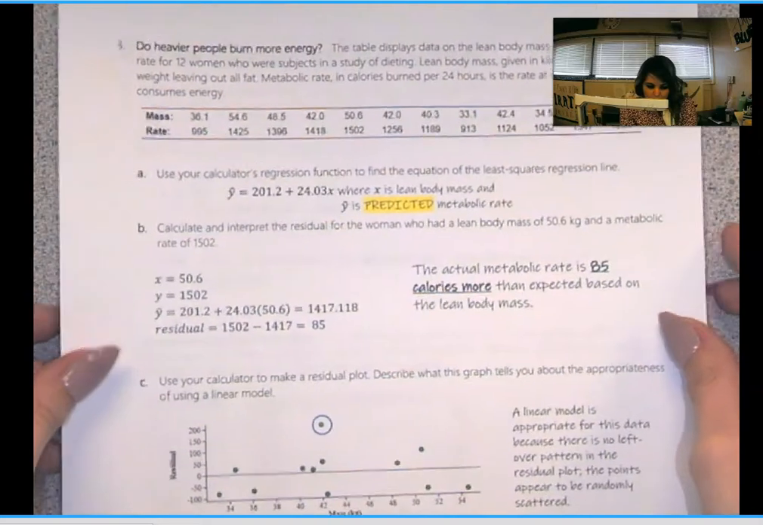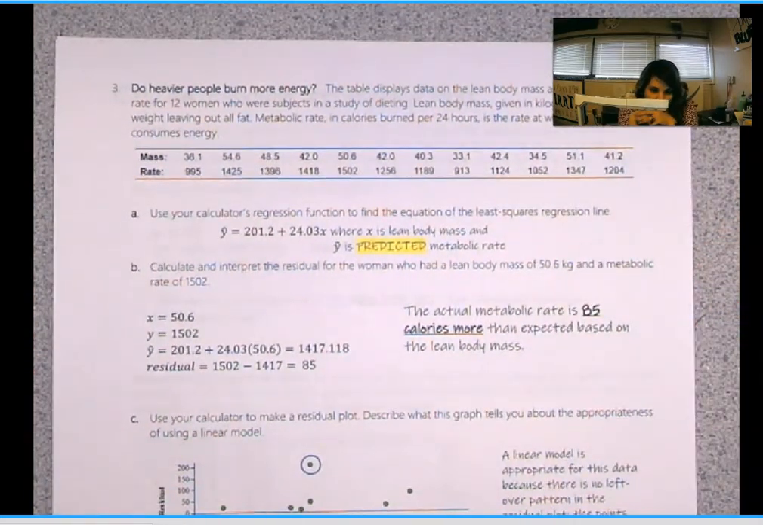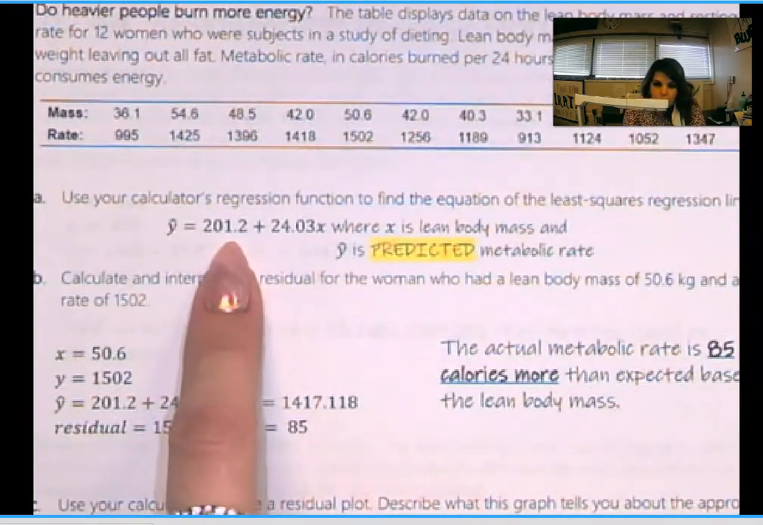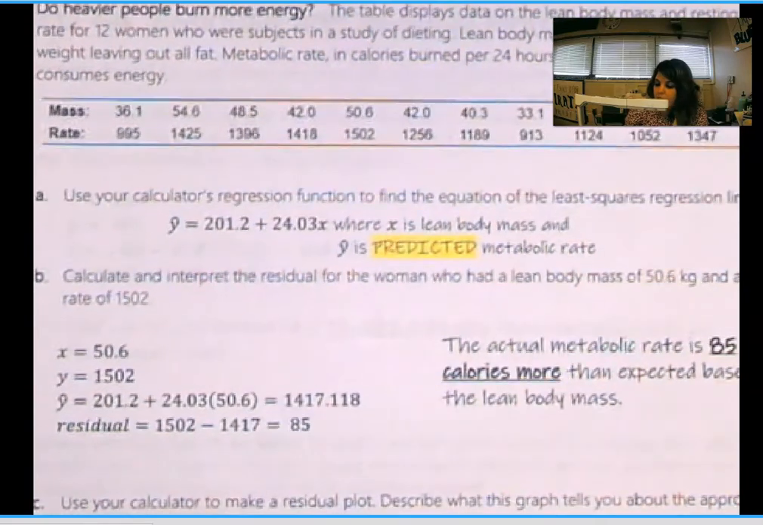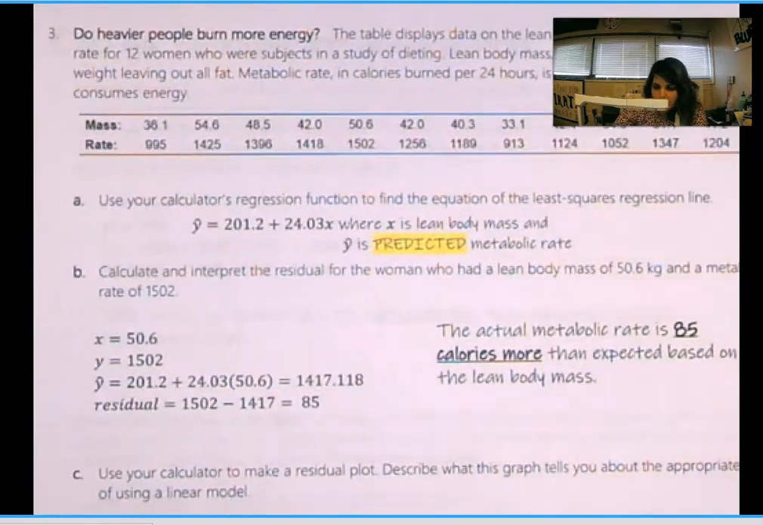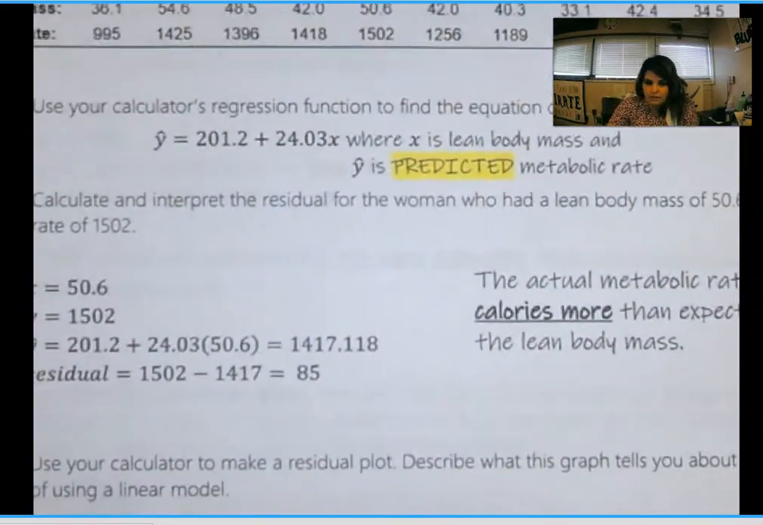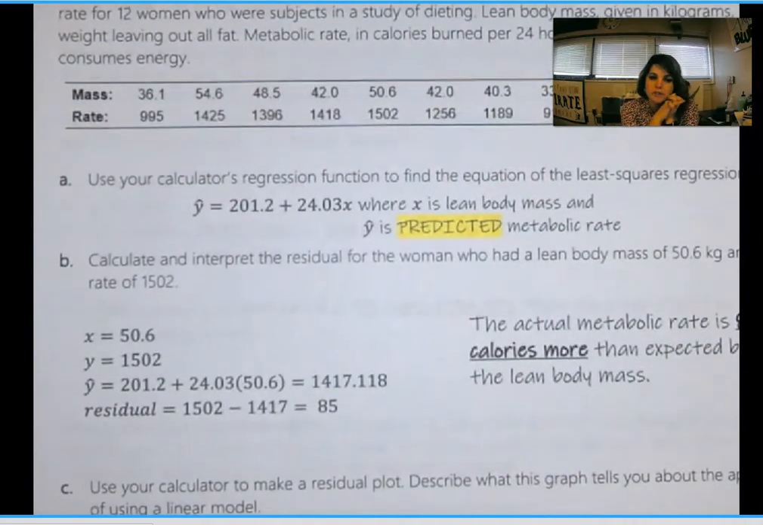Number 3, use your calculator's regression function to find the equation of the least squares regression line. So be careful that on this one, you not only have your regression line, but you also have defined your variables. And then what I've added in here, sorry, I'm going to adjust because this is really blurry. Maybe it's not showing up as blurry to you, but it looks really blurry to me.